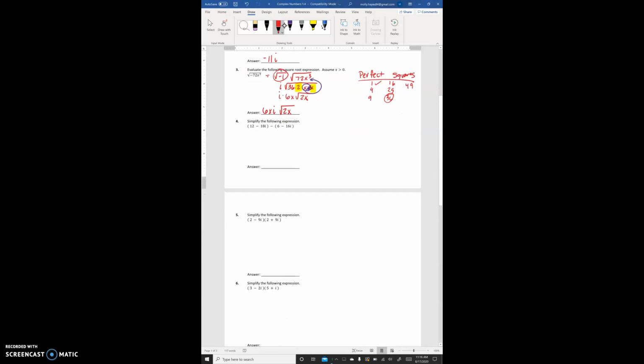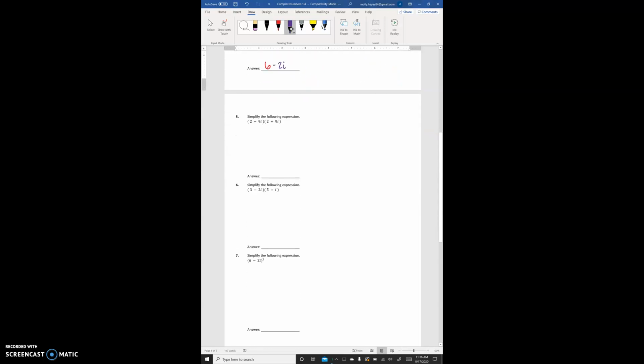Number 4, simplify the following expression. So this is basically a combining like terms problem. But to get started, we're just going to distribute this minus sign to everything in the set of parentheses here. So that'll be 12 minus 18i minus 6 plus 16i. So I'm going to have 12 minus 6, that's 6. And then I'm going to have negative 18i plus 16i, so that's minus 2i.